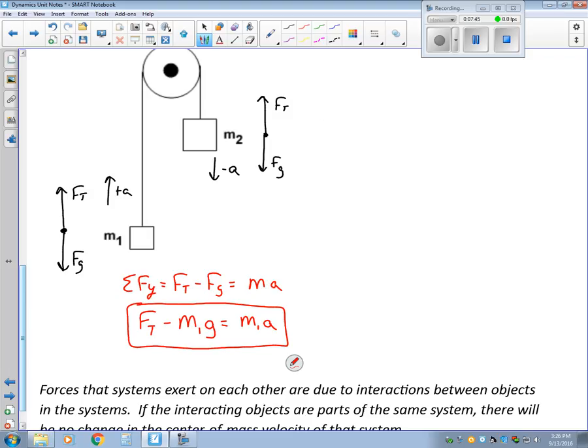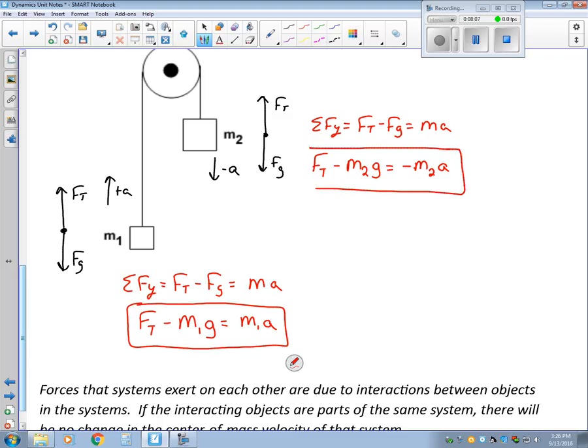For the second one, what I'd get is the tension minus M2 g equals negative M2 a. Again, it's negative because M2 will be going down, so it's going to accelerate in a negative direction.